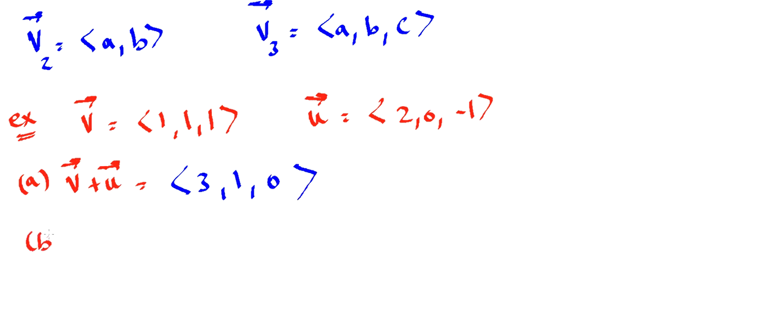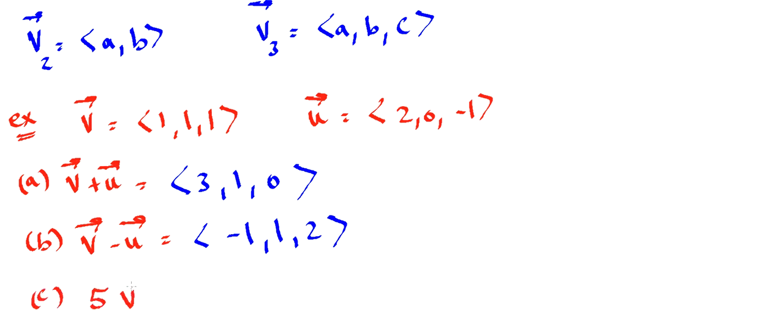Can also do subtraction. We get 1 minus 2 is negative 1, 1 minus 0 is 1, and 1 minus negative 1 is just 2. Can also do scaling. Multiply vector v times 5, you would get 5, 5, 5.